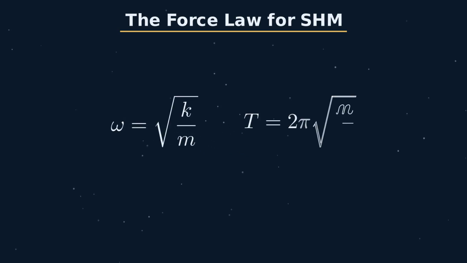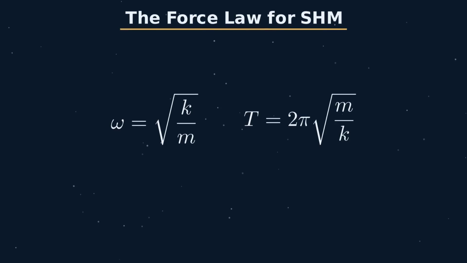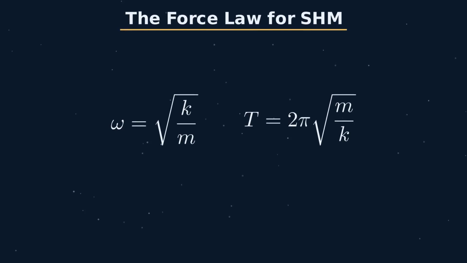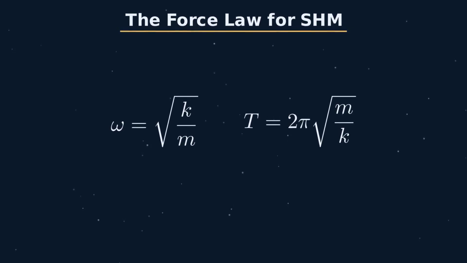Omega is the square root of k over m. And the period is 2 pi times the square root of m over k. A stiffer spring buzzes faster, a heavier block lumbers slower. And once again, no amplitude in sight.